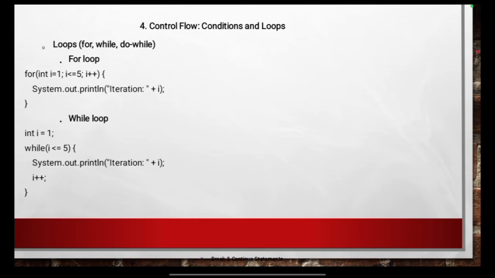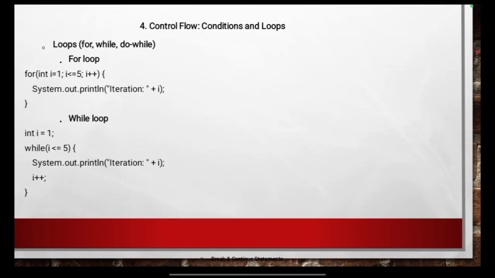While loop: int i equals 1. Here we initialize i to 1 before starting the while loop. While i is less than or equal to 5 is the condition; the while loop keeps running as long as the condition is true. Here the loop continues while i is less than or equal to 5. System.out.println iteration plus i: just like before, it prints iteration plus the current value of i. Then i plus plus increments i by 1 after each loop, moving it closer to the stopping condition, i greater than 5.